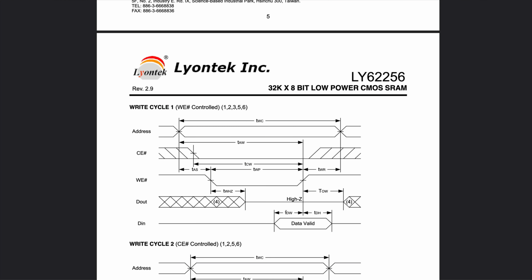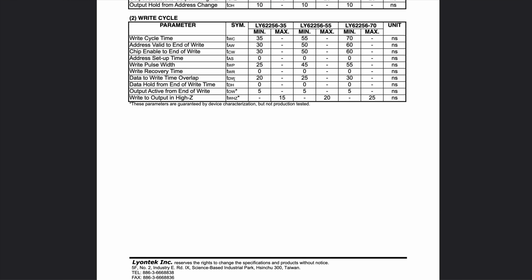So our data needs to be valid in an interval that is TDW to TDH. So TDW is data to write time overlap. That's going to be a minimum of 25 nanoseconds. And TDH is the data hold from end of write time. And that's going to be a minimum of 0. So we need to present the data 25 nanoseconds before the write pulse is happening.